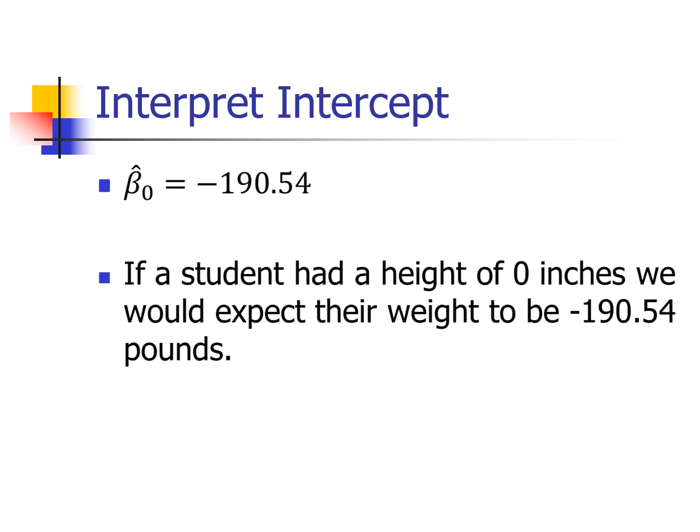Beta naught hat is negative 190.54. If a student had a height of 0, right? Not a very sensible thing. I don't know, maybe we're talking about imaginary friends, imaginary students. Then we would expect their weight to be negative 190.54 pounds. Of course, it doesn't make sense to have negative weight, and we're getting that insensible answer because it also doesn't make sense for someone to be 0 inches tall. In this particular example, the y-intercept does not really provide any insight into the actual biological mechanism that we're studying.